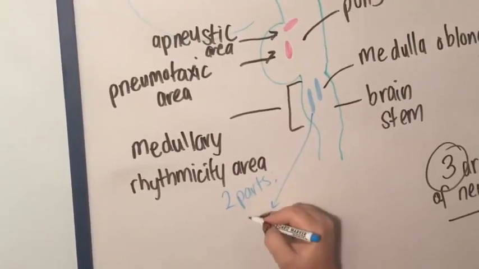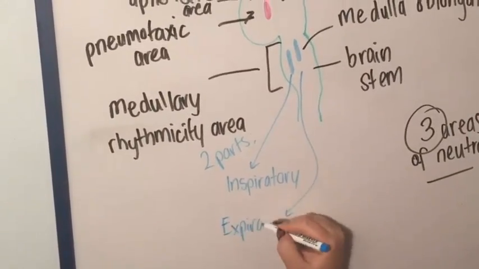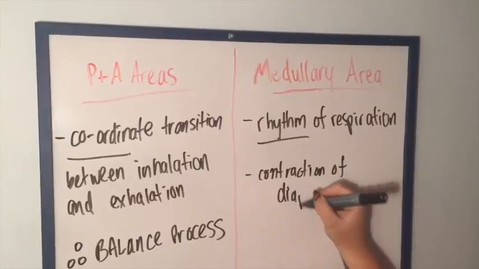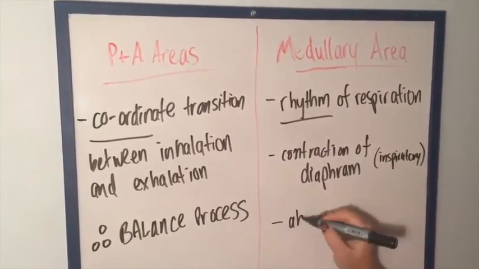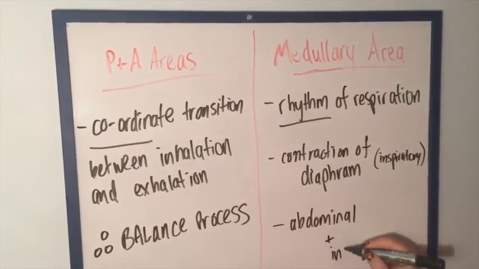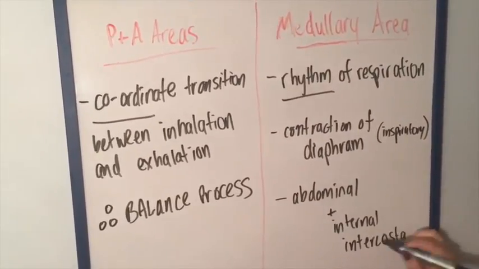It is then further split into inspiratory and expiratory areas, which actively involve mainly the contraction of the diaphragm, and particularly in expiration, the internal intercostal and abdominal muscles.